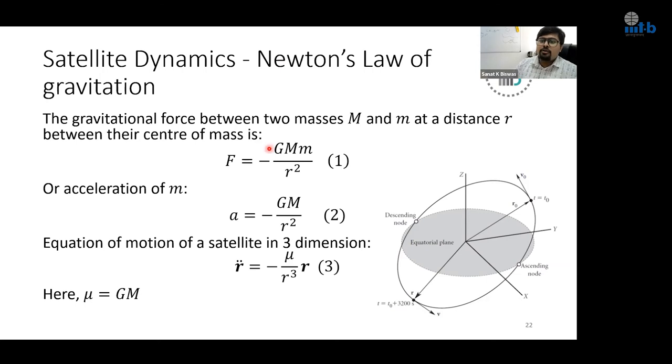And this equation is valid only when we consider that the Earth is a perfect sphere and has a uniform density. Then only can you think of Earth as a point mass. Satellite itself, we can think of as a point mass. That is not an issue, but considering Earth a point mass incurs a lot of error, as we'll see later on. However, let us consider that the assumptions are true. Then, considering the Earth as a point mass, the vector equation would be r double dot equal to minus mu by r cube multiplied by r. So that is the acceleration vector. Mu is equal to G multiplied by the mass of the Earth.